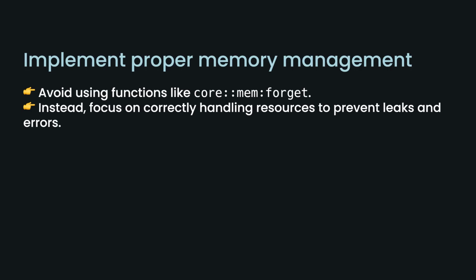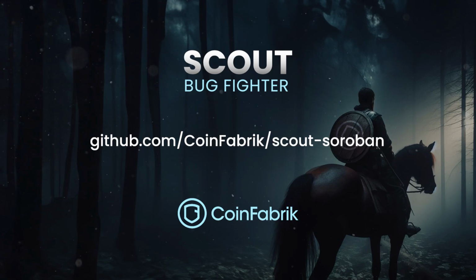In smart contract development, it's essential to follow best practices for memory management. Always ensure that you avoid using functions like core mem forget, and instead, properly manage your resources to prevent leaks and errors.